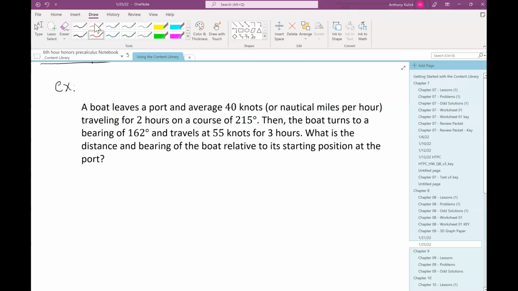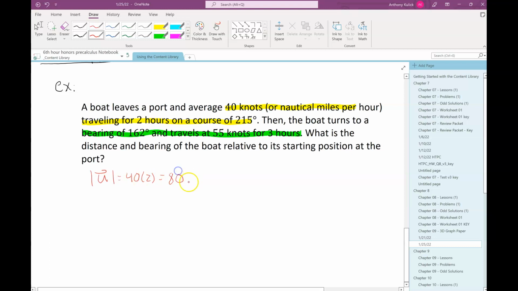So my plan here is I'm going to take the first set of information and convert that into a magnitude and direction, and then take the second set of information and convert that into a magnitude and direction. Take those two vectors as magnitude and directions, convert them into component form, add them together, find the magnitude and direction of the resultant. So the first vector I'm going to call u. The magnitude of u is just going to be 80 nautical miles.